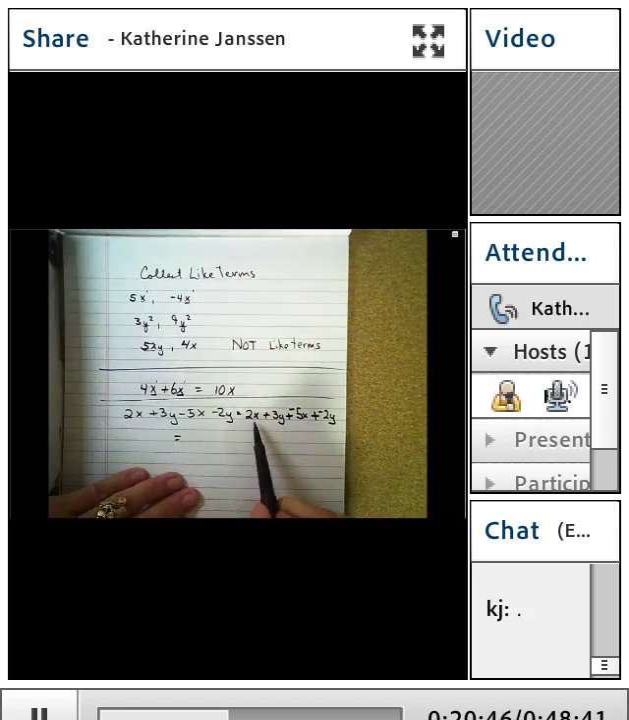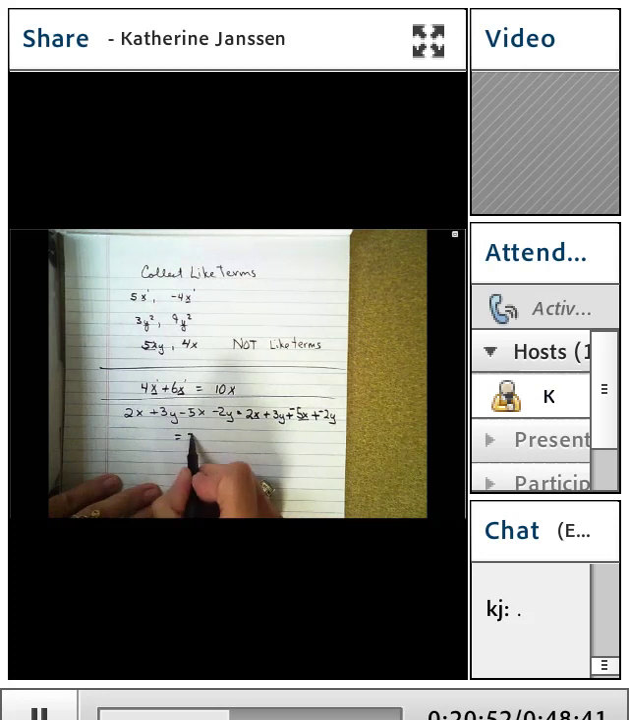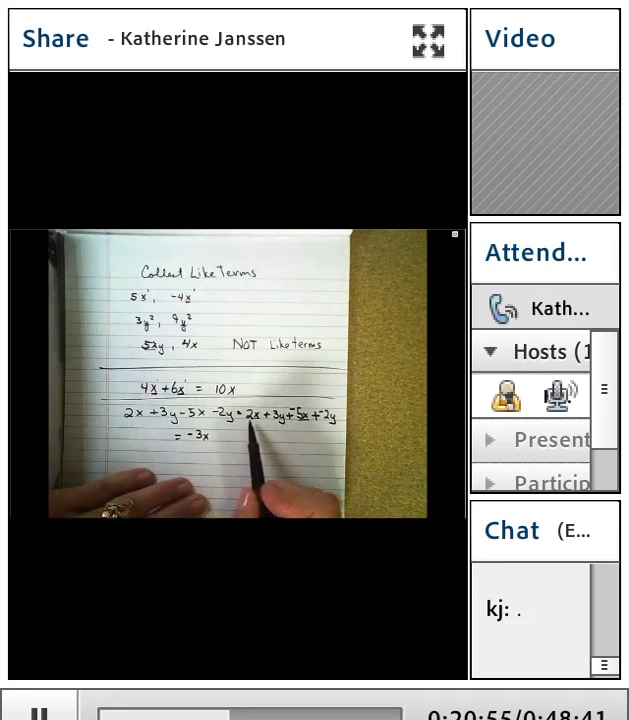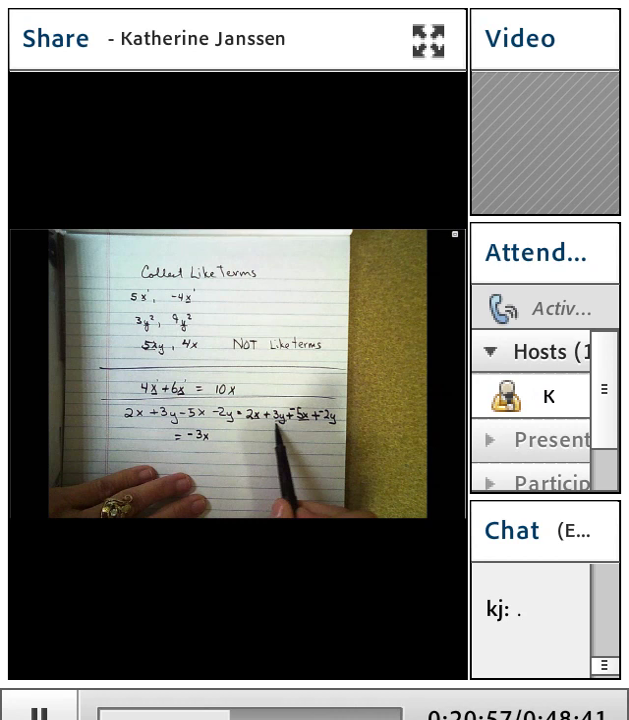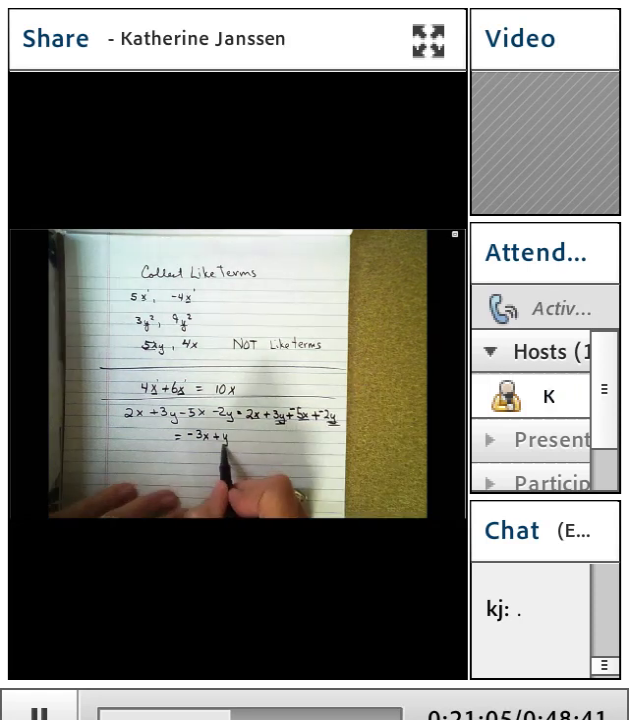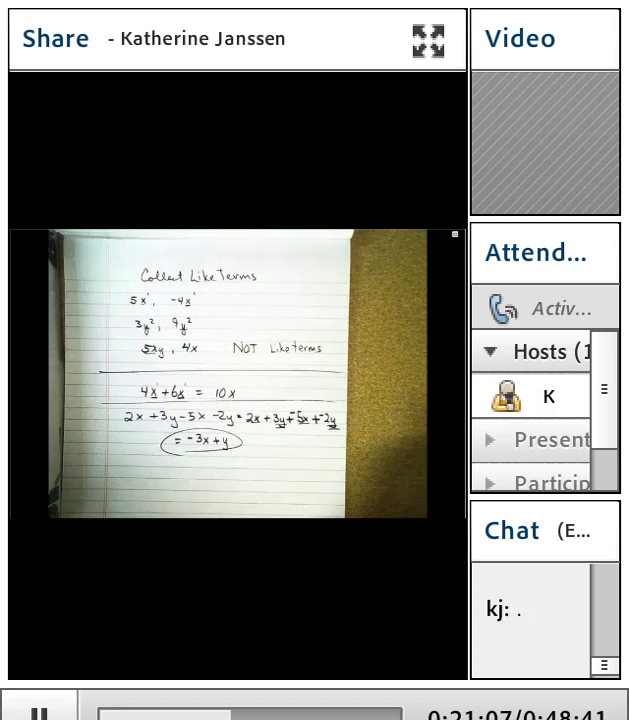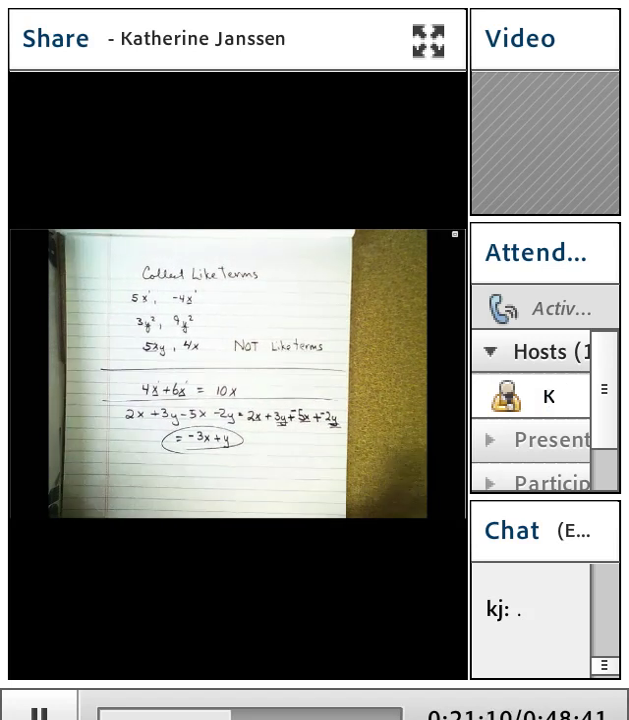I have x to the first degree and an x to the first degree. 2x plus a negative 5x would be a negative 3x. And look at my y terms. Here's y to the first degree and here's y to the first degree. I can collect them as like terms. 3y plus a negative 2y would be a positive y. I have collected like terms to simplify.